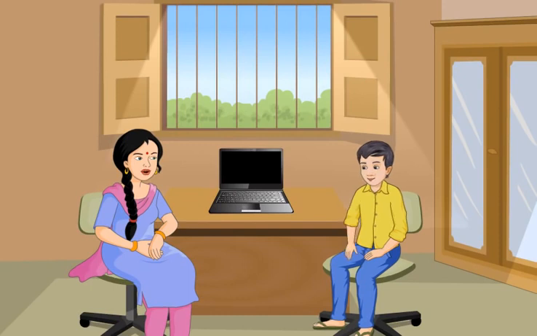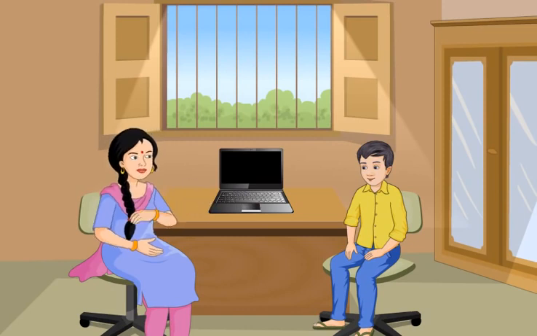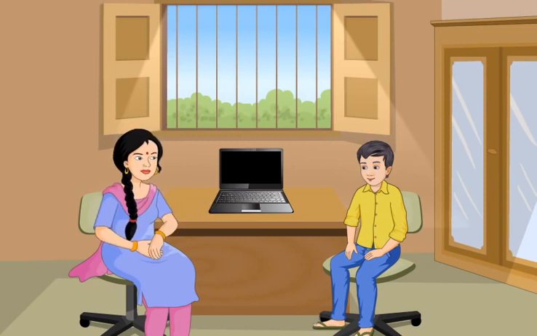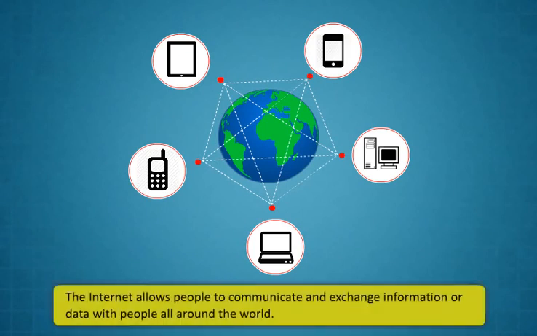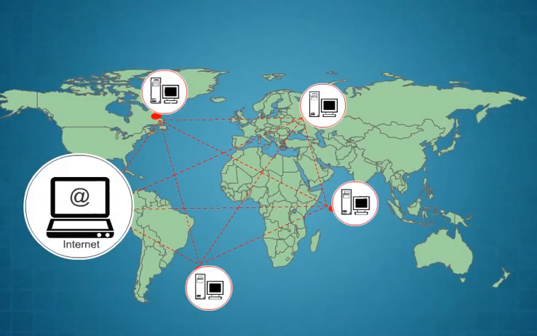Sure, Rohan. I am here to assist you today. First, let me explain what the internet is. The internet is a global network of computers that connects millions of computers worldwide. The internet allows people to communicate and exchange information or data with people all around the world. Through the internet, you can send any information or messages to any part of the world within seconds.